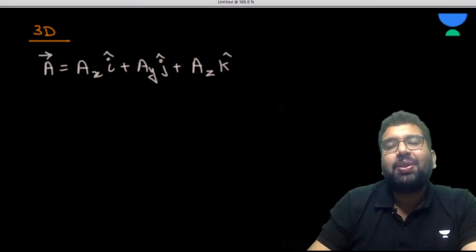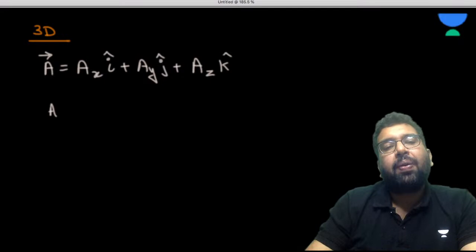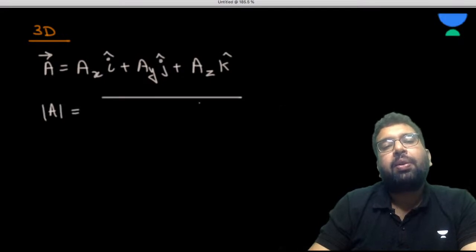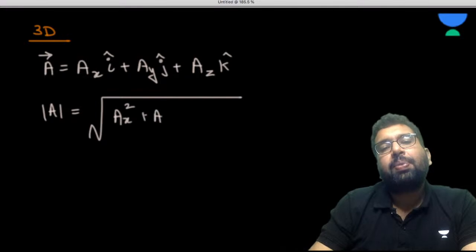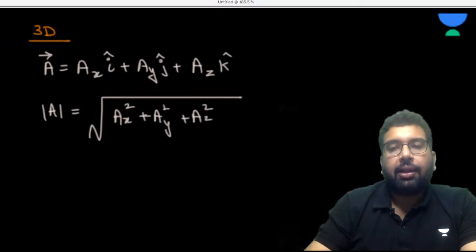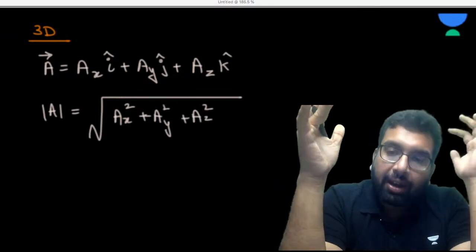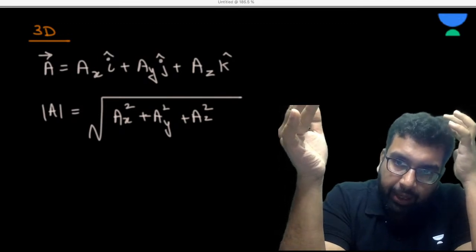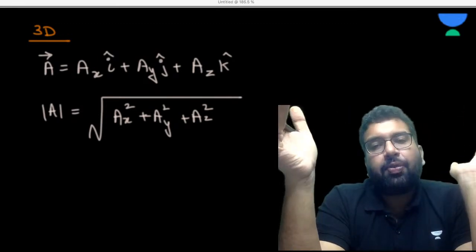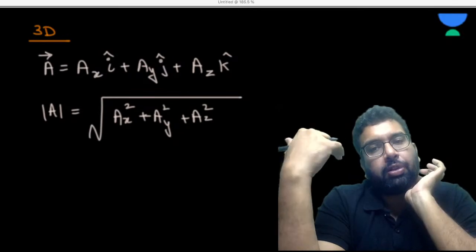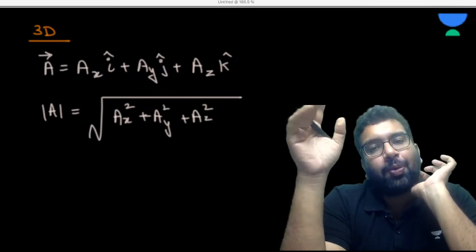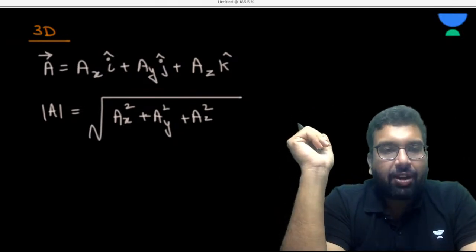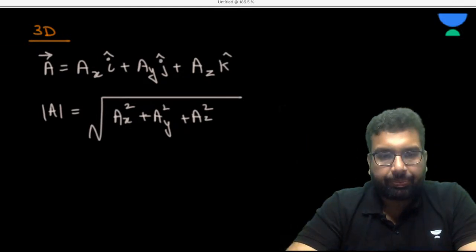If you want to see the magnitude, how can we get it? We are going to apply the same funda: ax square plus ay square plus az square. What about the angle? Angle you can see in a two-dimensional plane. You can see the angle from x, y, and z, and for that we are going to use the vector product, which will be easier to do.